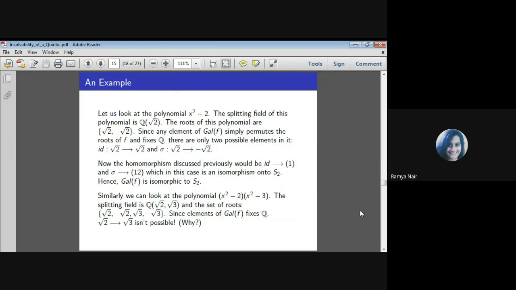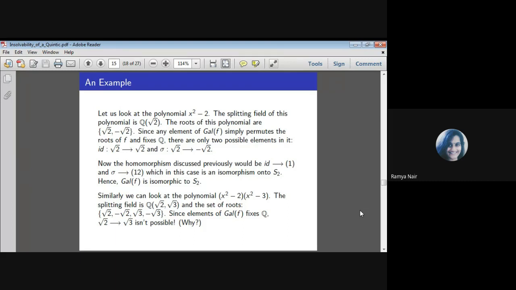So we can look at this example, x squared minus 2. The splitting field of this polynomial is Q(root 2). So the roots are square root of 2 and minus square root of 2. And any element of the Galois group would simply permute these roots. So the only two elements possible are these two: the identity element, which fixes everything, and the other one that sends square root of 2 to minus square root of 2.